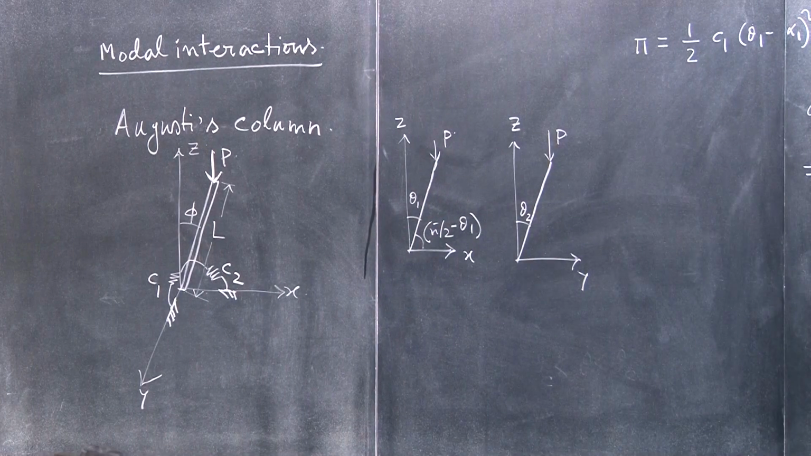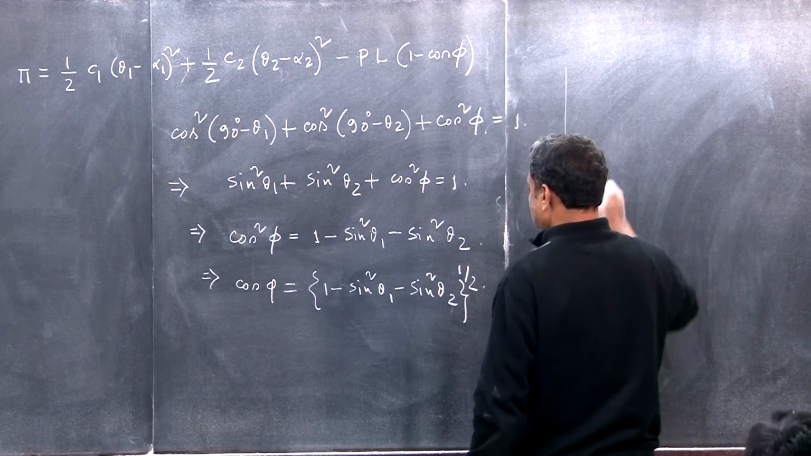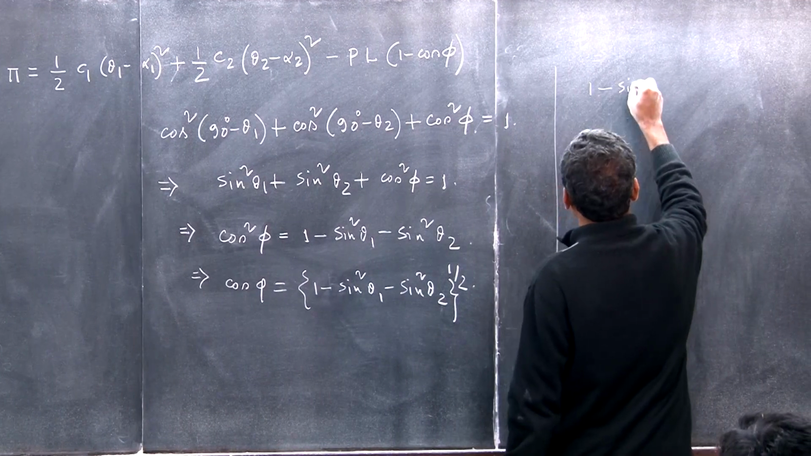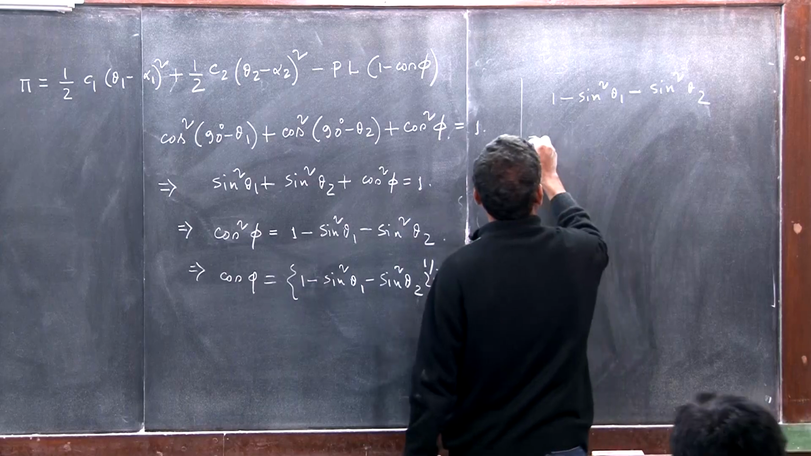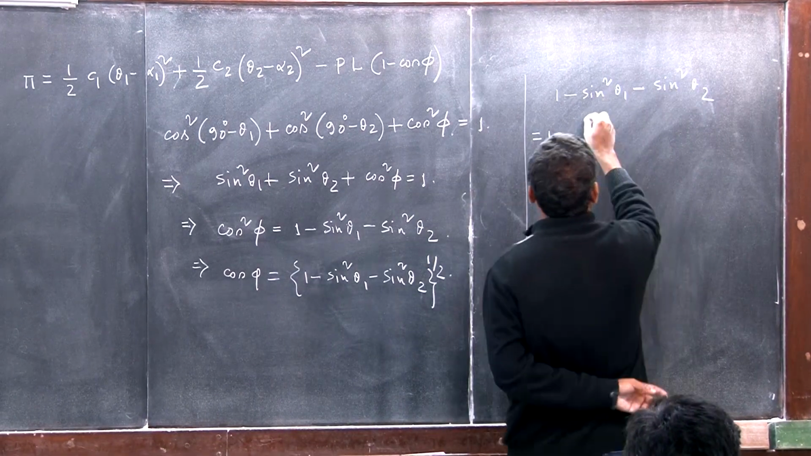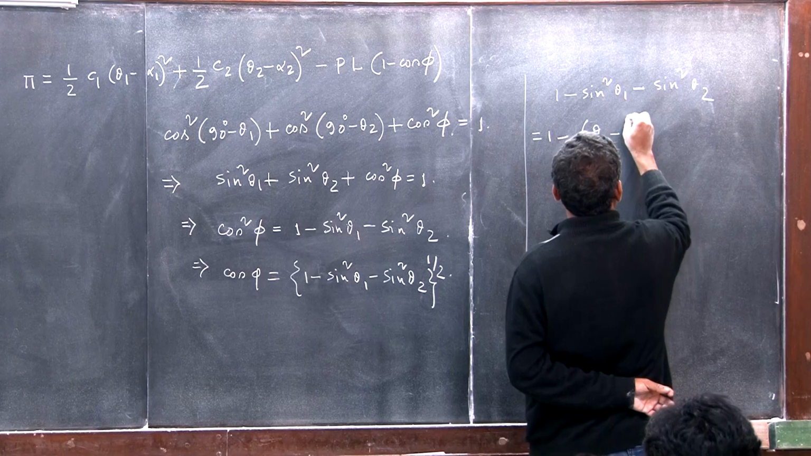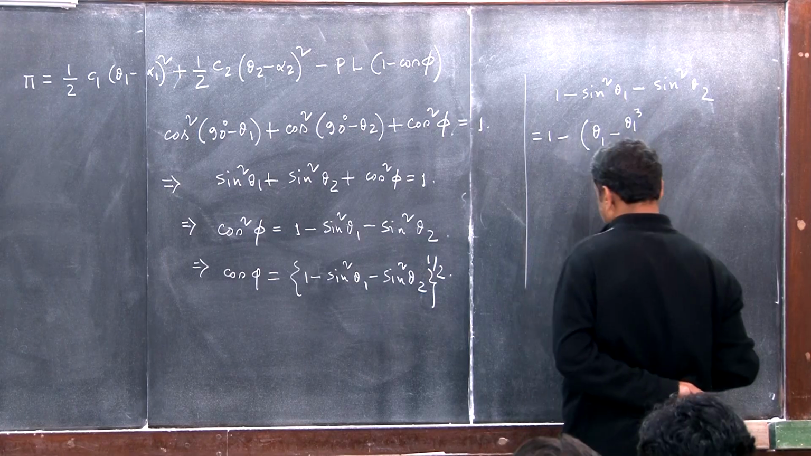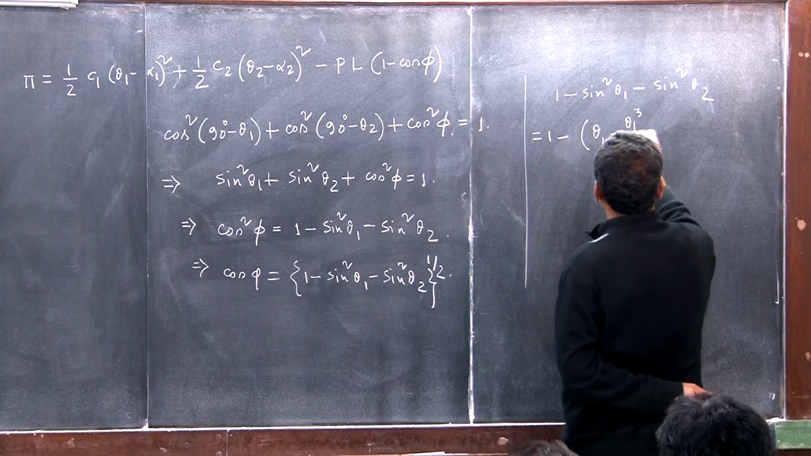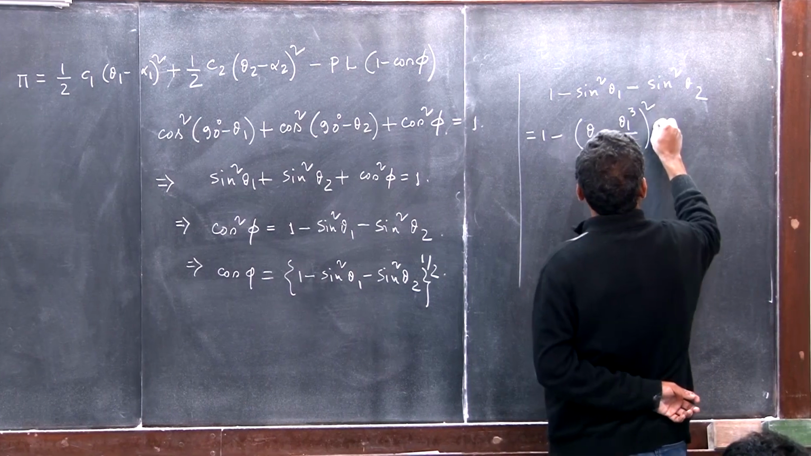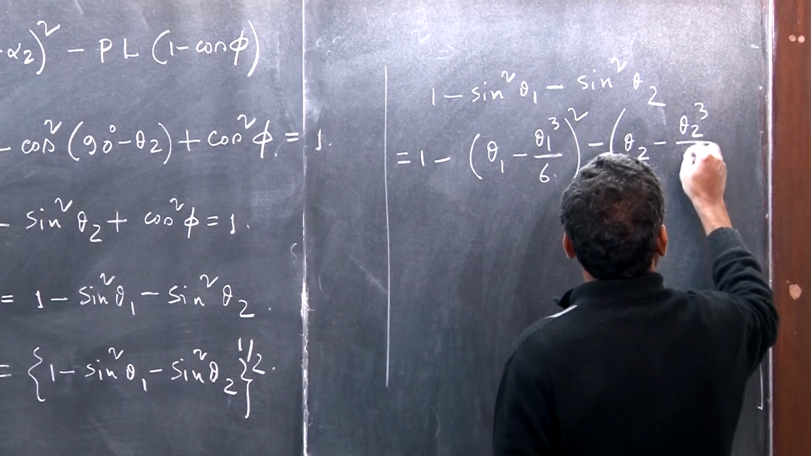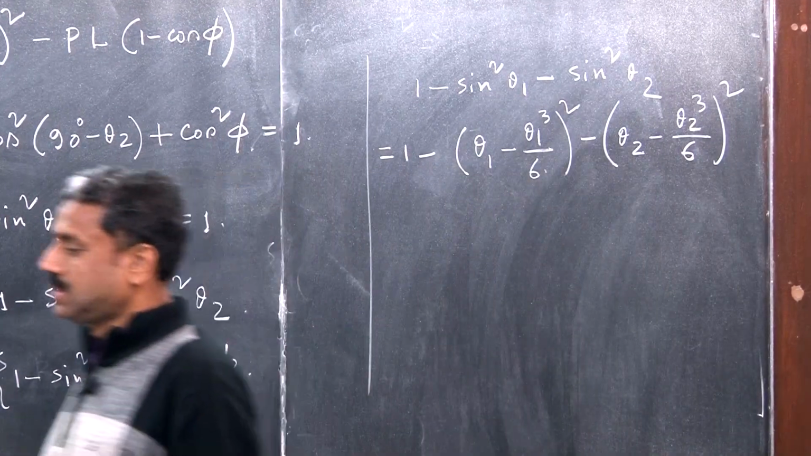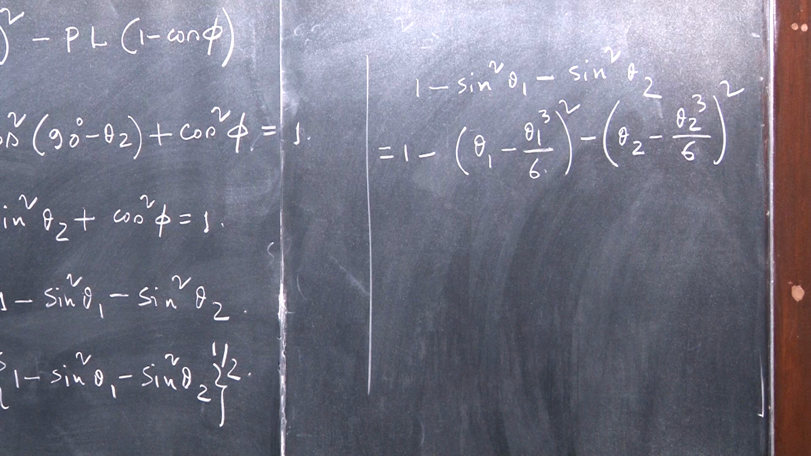So, before doing that let us simplify this one. How will you simplify? So, 1 minus sin square theta 1 minus sin square theta 2. So, sin theta is theta minus theta cube by factorial 3, which is 6, right, squared. I do not want to waste time on simplification, so quickly I will do it.